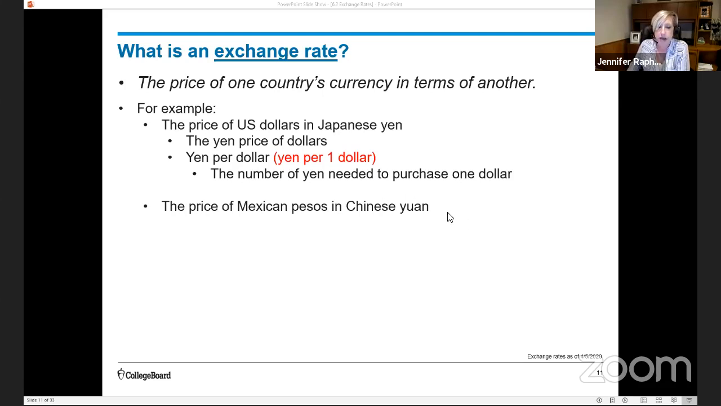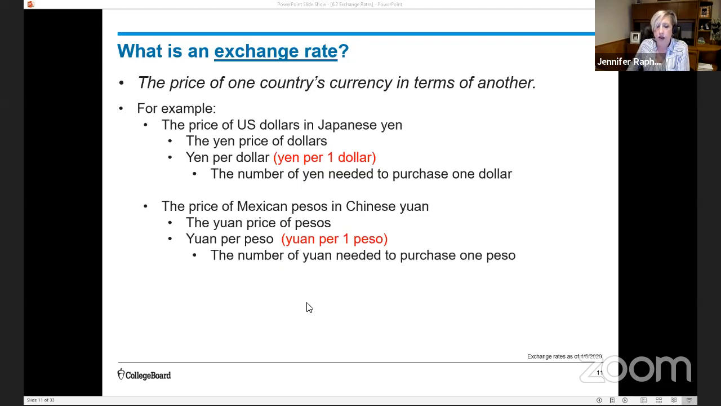How about the price of Mexican pesos in Chinese yuan? Now we're going to be talking about the yuan price of pesos, or the yuan per peso, or the yuan per 1 peso. So now can you write this sentence? What would be the next sentence? If when we're talking about the price of US dollars in Japanese yen, we can express it as the number of yen needed to purchase $1, then you should write down here under these two bullets, we're talking about the number of yuan needed to purchase 1 peso.